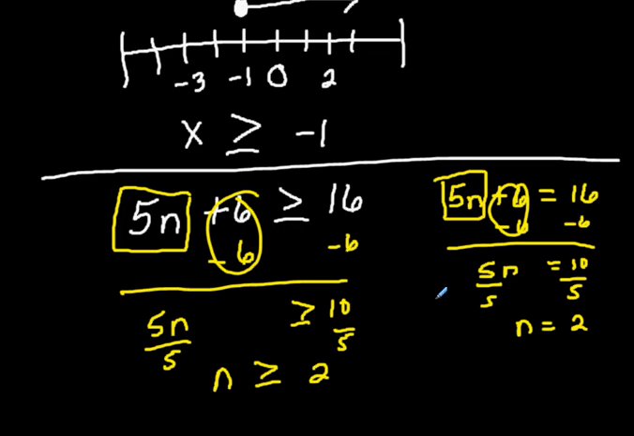Okay, the only difference between these two is that this right here says that only 2 can equal n, whereas this one says any number that is equal to or greater than 2 is n. So we have to show that using a number line, like this right here.